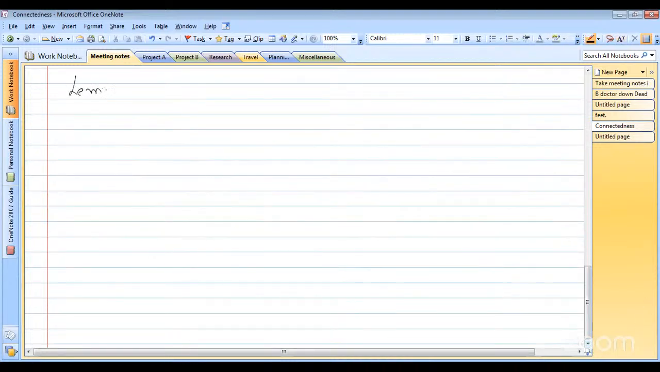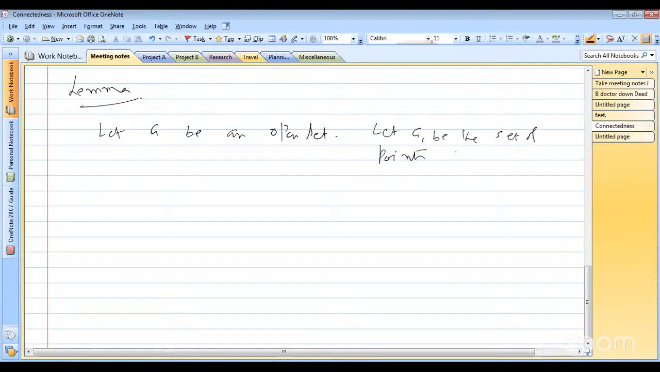Another lemma we have to learn here. Let G be an open set. Let G1 be the set of points Z in G polygonally connected to Z0 in G.